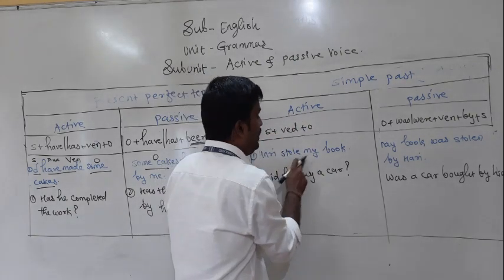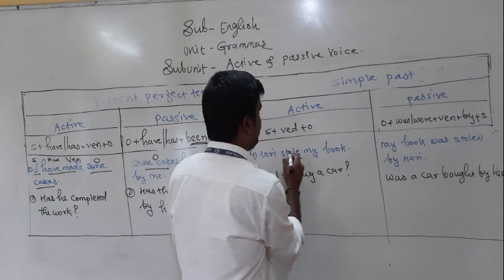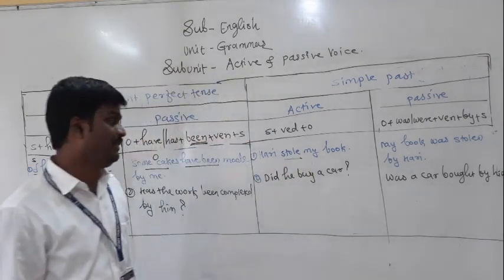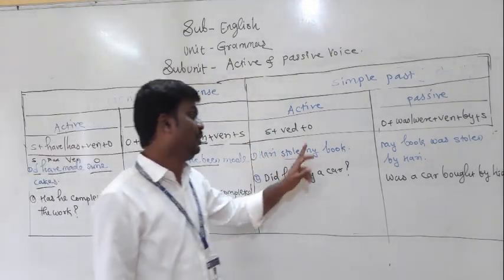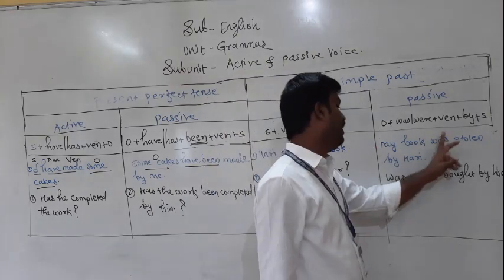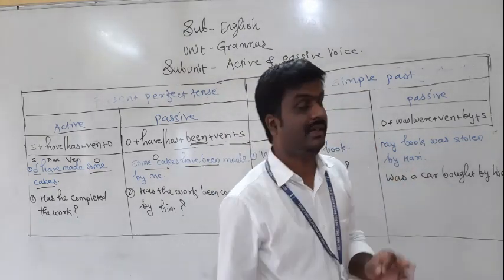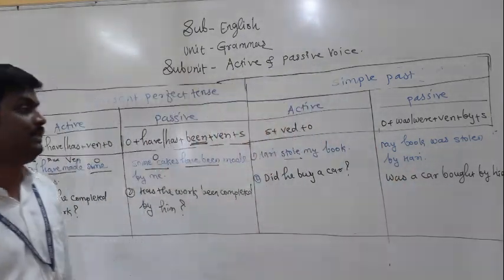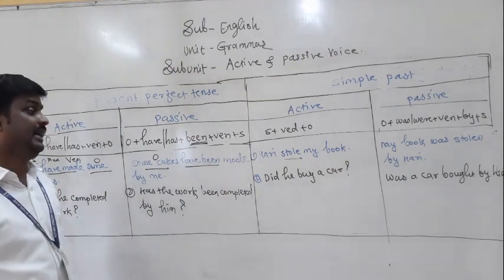Hari stole my book. Stole is the past form of the verb. Okay. Hari stole my book. My book was stolen by Hari.